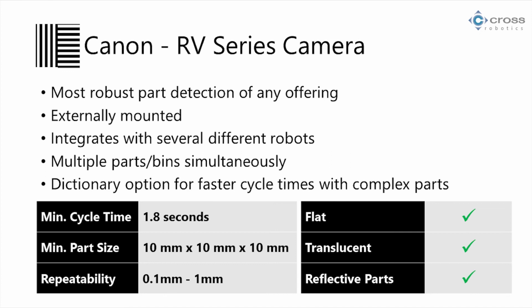There are options where you can mount it on a linear slide and it controls that whole system as one. So if you have different parts in different bins that are kind of in the same area, it is capable of handling kitting applications. So you pick one part from this bin, one part from this bin, all with one camera. And there's a dictionary option. So, that's kind of hard to explain.